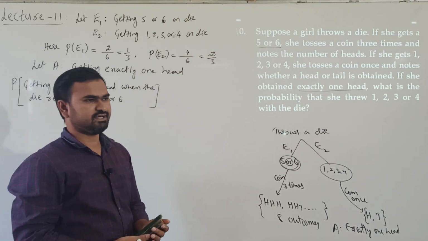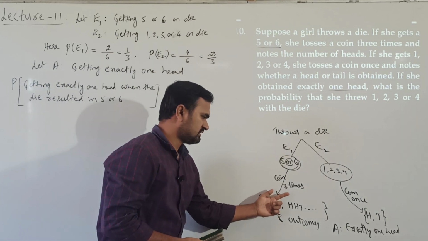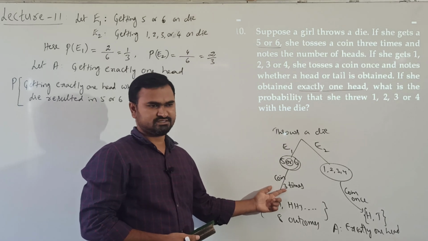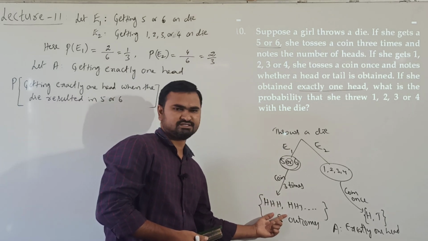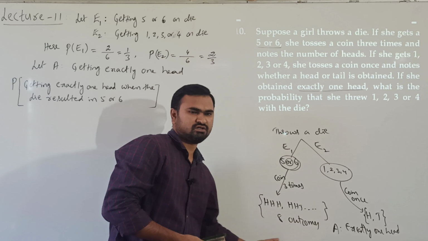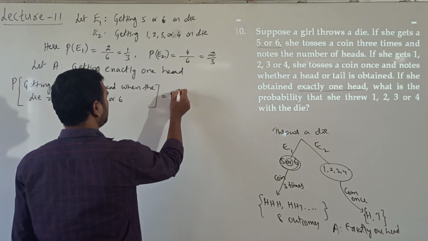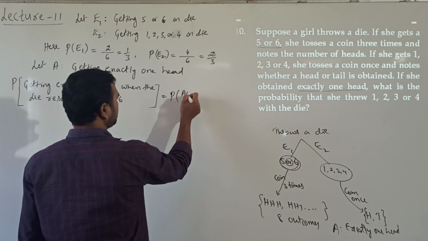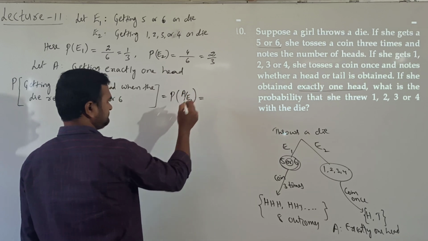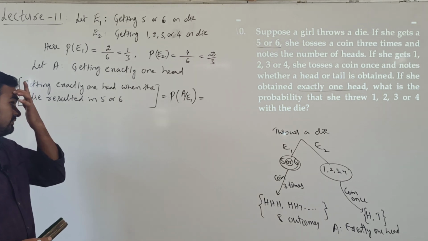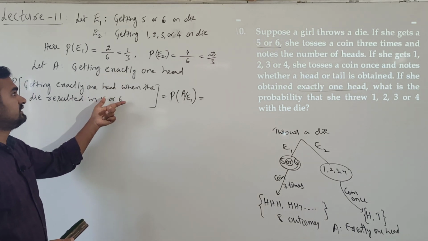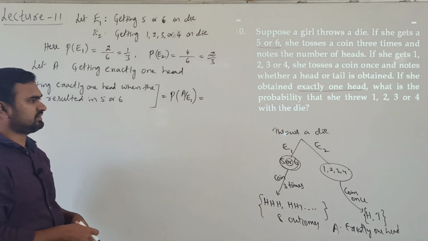So, when we know that the die is giving 5 or 6, now what are we doing here? We are tossing 3 coins. In that, what is the probability of getting exactly one head? What is the total number of outcomes here? 8. The notation is P of A given that E1 has occurred. Understand? Probability of A given that E1 has occurred. So, how can I write the probability here?